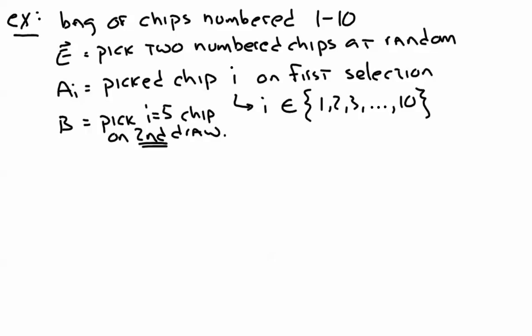B is that we reach in the bag and pull out the chip that has 5 on it on the second draw. What I want to know is, what is the probability of B? What's the probability that I pull a 5 out of the bag on the second draw?